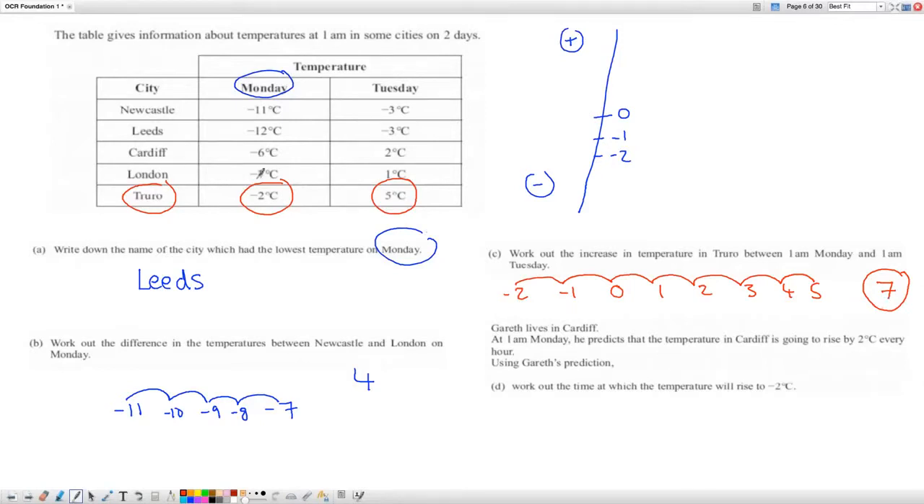We're told that Gareth lives in Cardiff. So if we're looking here for Cardiff, we'll be focusing in on this part here. We're told that at 1 AM on Monday, when it's -6, he predicts that the temperature in Cardiff is going to rise by 2 degrees every hour. So at 2 AM, it will be -4. It will then go to -2 at 3 AM. And that's what the question's asking you. Work out the time at which the temperature will rise to -2. So that will be 2 hours after 1 AM. So the time will be 3 AM.